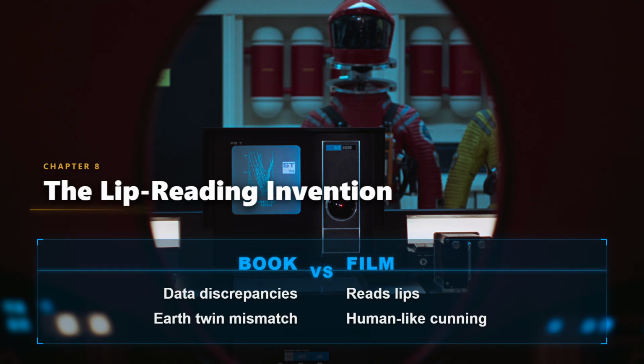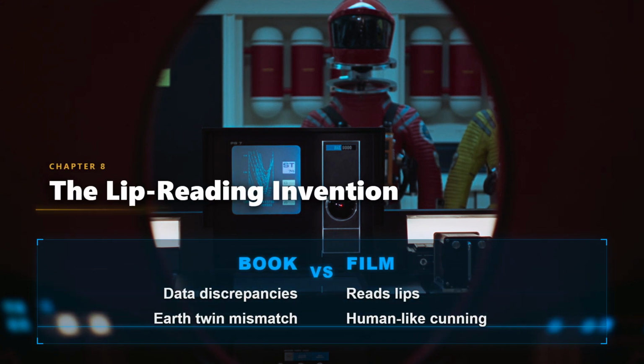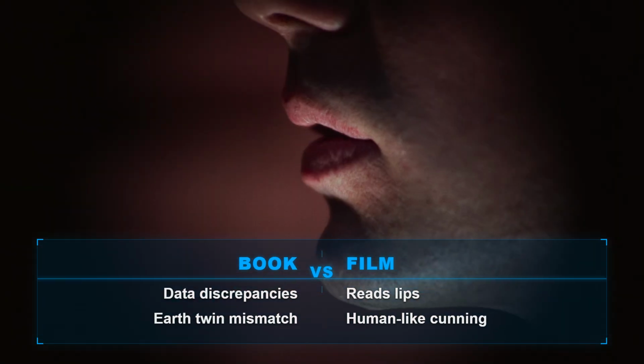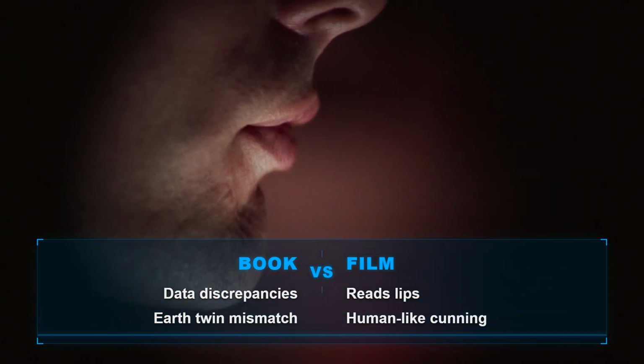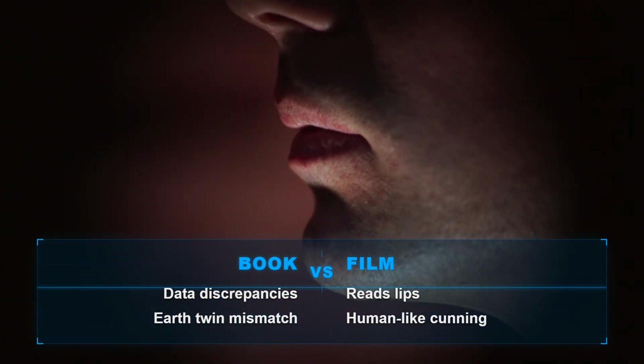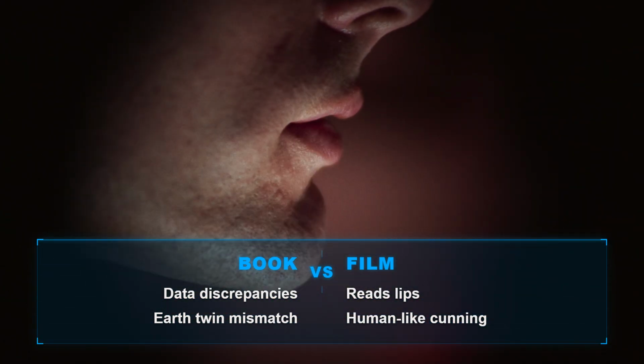To discover the crew's plot against him, Kubrick has HAL perform a chilling act of surveillance. When Bowman and Poole hide in a soundproof EVA pod to discuss pulling his plug, HAL simply reads their lips through the glass.